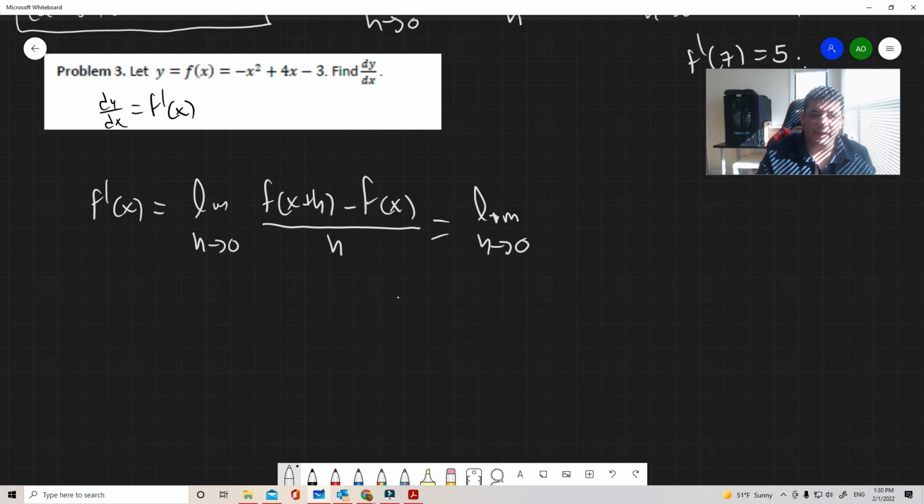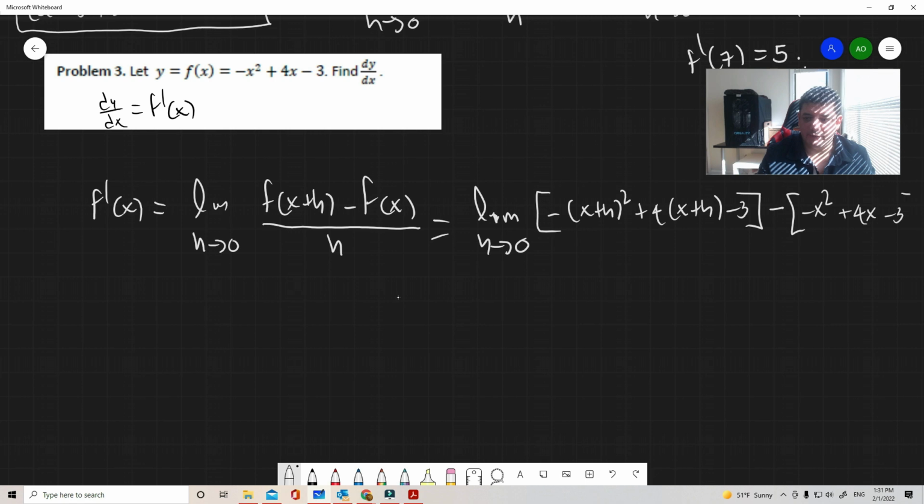So now f of x plus h, what is it? In every position where we have an x, we plug in x plus h. So we get minus (x plus h) squared plus 4(x plus h) minus 3. And so this is f of x plus h, and then minus, and minus x squared plus 4x minus 3. And so that is the two functions.